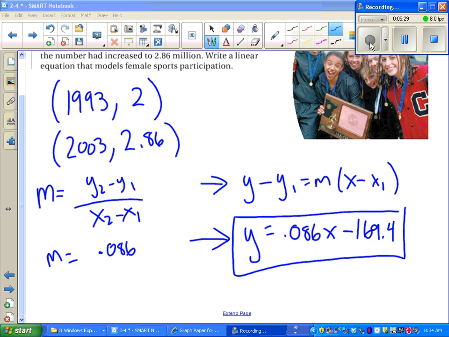So we could plug in a year. We'll probably want to plug in a year past 1993, or at least not too far before it, because the further we get away from the data, the less accurate it's going to be. For instance, if I plugged in 0, it would say that we got negative 169.4. I'm pretty sure we didn't have negative 169 million people playing high school sports in the year 0. So this graph is only useful for numbers close to 1993 to 2003. But we could plug in something like 2013 and get an estimate for how many millions of girls are playing high school sports in the year 2013.